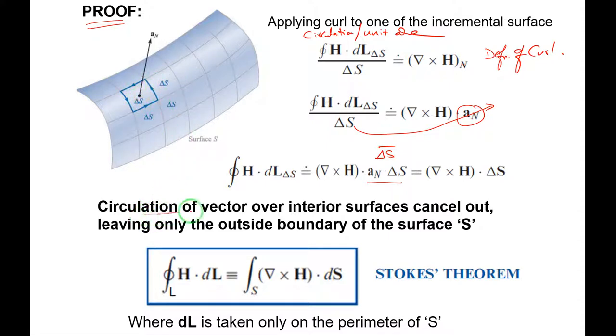But finally you can observe here, the circulation of the vector over the interior surface will cancel out. If I consider this adjacent one, they will cancel out, right? So what I am left with is only the circulation of the vector which is present along the boundaries, and it will be dominant. So it will be in this direction everywhere. I hope you are getting it. I have just drawn it randomly. So the circulation of the vector over the interior surface will cancel out, leaving only the outside boundary of the surface.